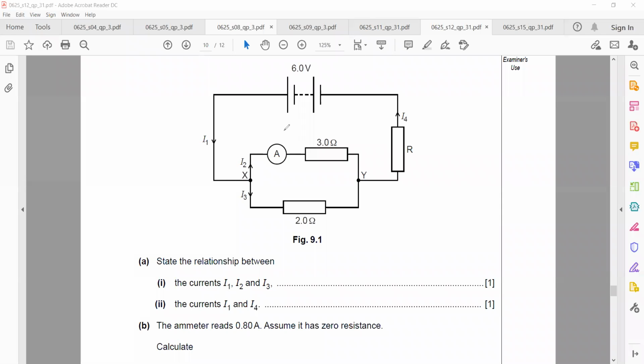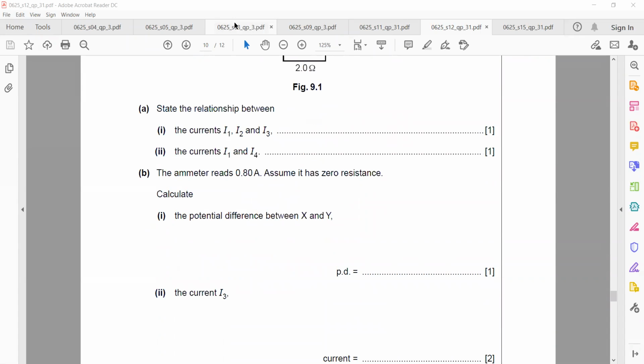So 2.4 volts here and the same 2.4 volts across the 2 ohm resistor because they are in parallel. If for example there was another lamp, that would also have 2.4. If there was another resistor, that would also have 2.4. If I connect an infinite number of components to this, all will receive the same voltage. So the answer here is 2.4 volts.